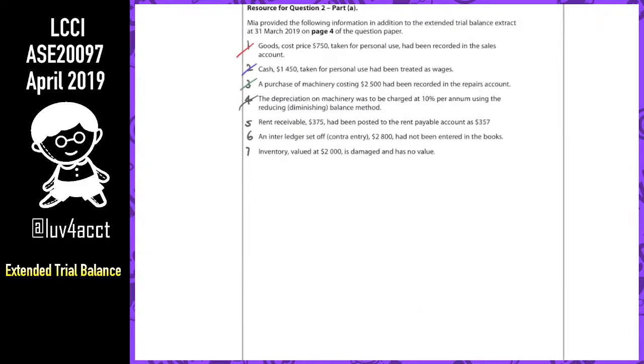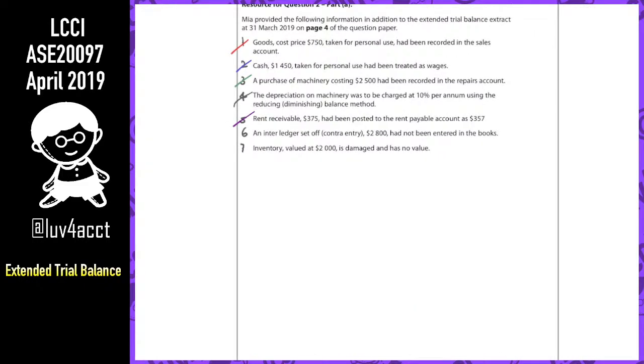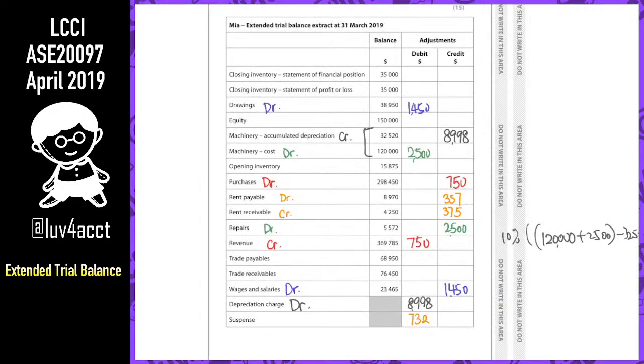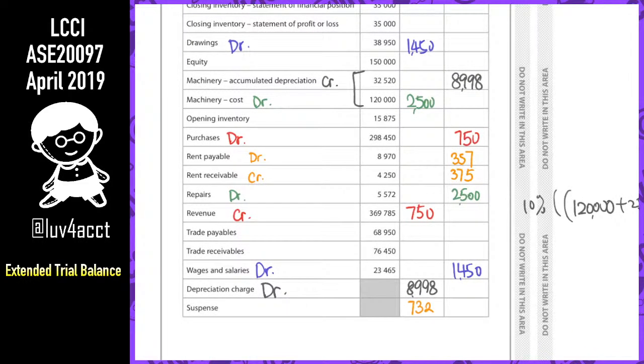Let us take purple. An inter-ledger set-off contra entry of 2,800 had not been entered into the books. Contra entry, control account, we already know how it is done. Trade receivables and payables, both negative. So trade payables, credit side, trade receivables, debit side. If we want to take away an amount, we go to the opposite side. 2,800. So trade payables, debit, and trade receivables, credit.